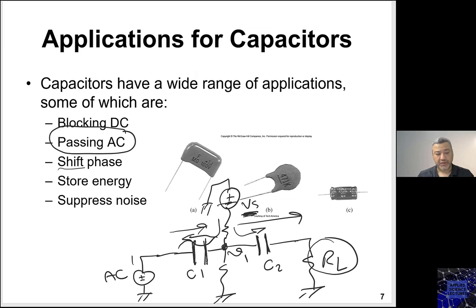Phase shift: because of the relationship between the current and the voltage for the capacitor, there is a 90 degrees phase shift in the capacitor between the current and the voltage, right? We are going to see this in more detail when we talk about the AC analysis, but we know that the capacitor creates a phase shift. So sometimes those capacitors are designed to give a specific phase shift. Energy storage, we talked about that. We said that those capacitors store energy. And they also suppress noise.